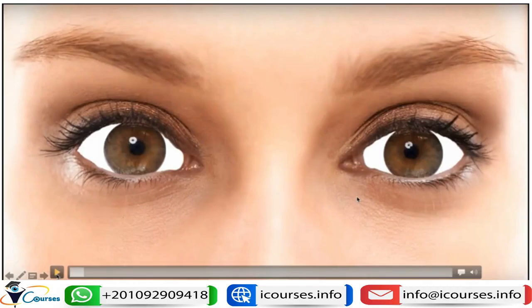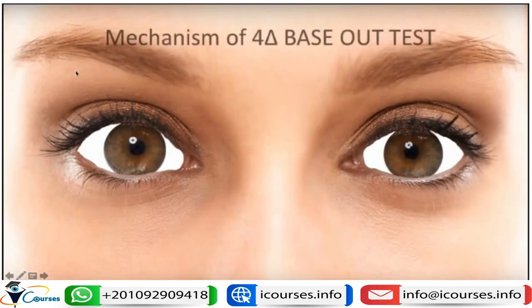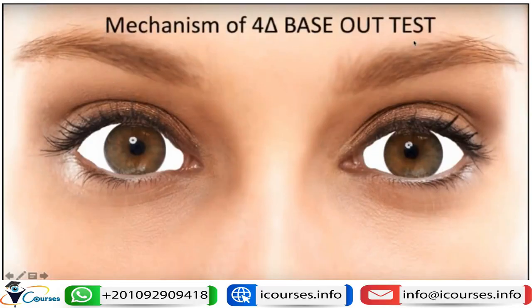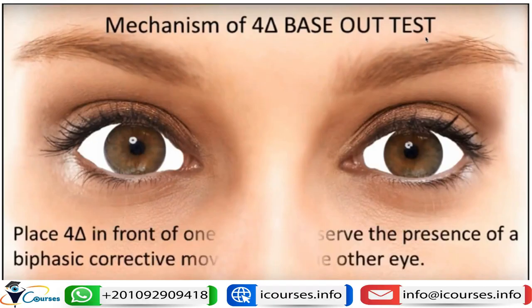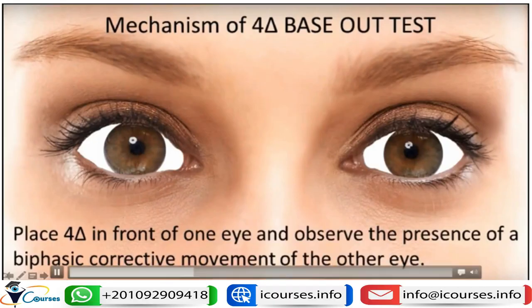So here, this is a patient or a normal individual, and we want to know if he can see or not. This can be done by what's called the 4 diopter prism base out test. By placing a 4 diopter prism in front of one eye, we then observe the biphasic corrective movement of the other eye.